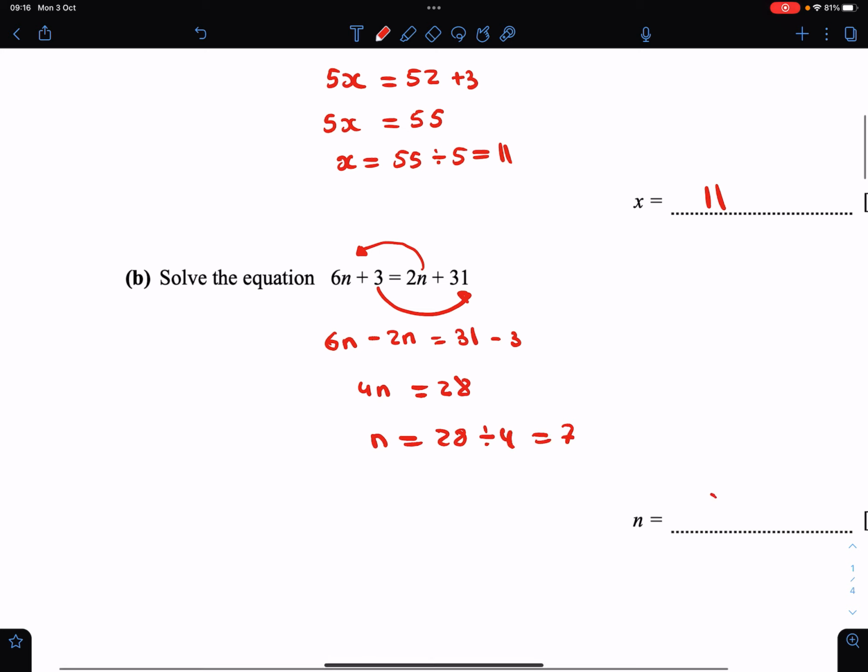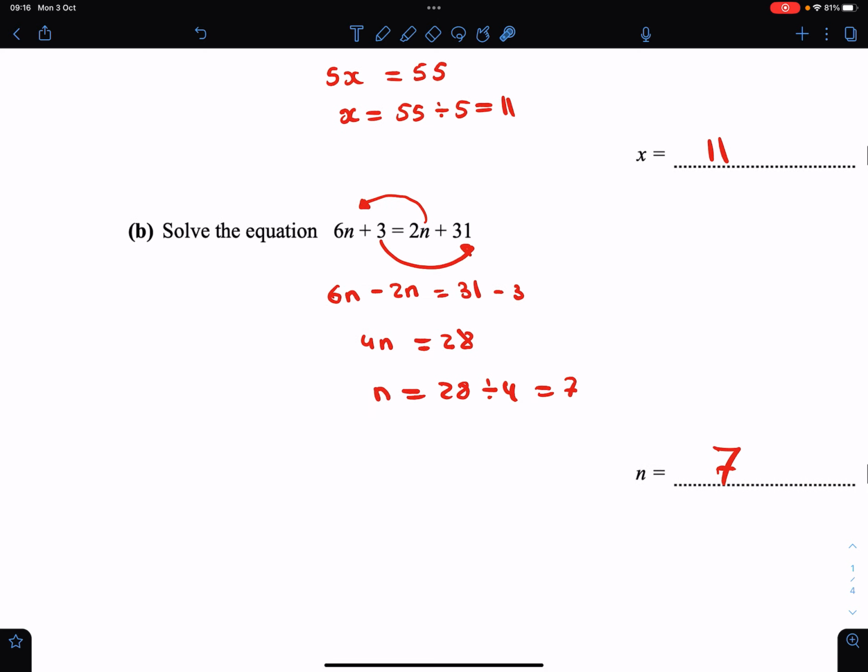Guys, you can check this out by writing 7 instead of n on both sides. If you see the left equals the right after you substitute 7 instead of n, then it's right. I mean, left equals right. It's okay. You got it correct.